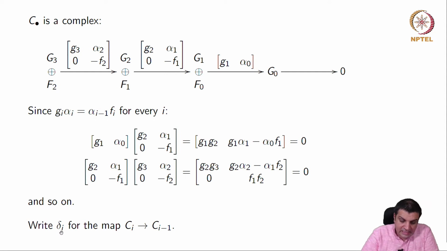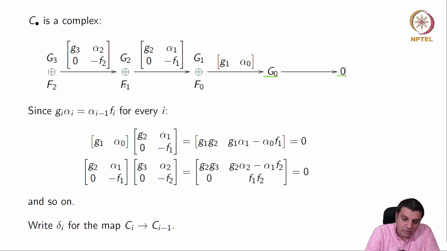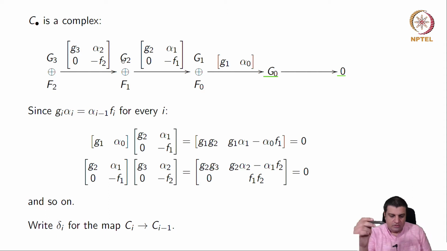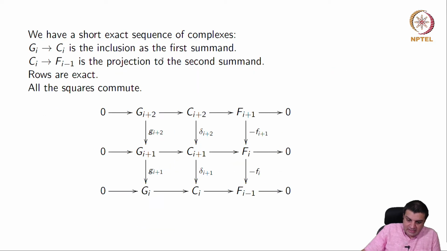We will write delta i for these maps. So this is G0 here. This is C0. This thing here is C1. G2 direct sum F1 is C2. So the subscript for G is the one which describes the subscript for C. Okay, so this is how we describe the map delta i.